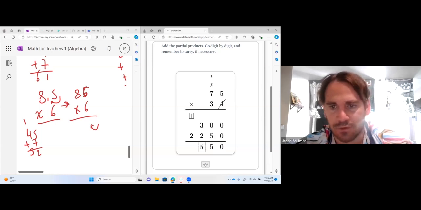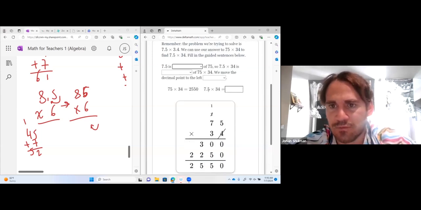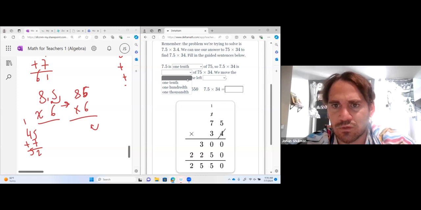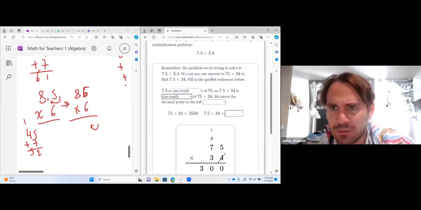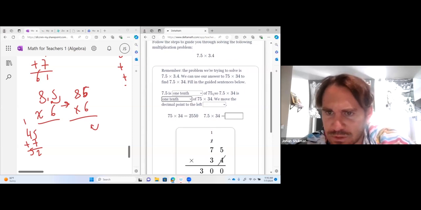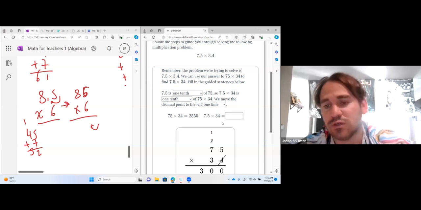3 plus 2 is 5. And we have 2. Now, finally, we have to move it over. So this is 1/10 of this one. So 7.5 times 34 is 1/10 of 75 times 34. But we want to move it twice. So 7.5 is 1/10, 75 is 1/10. So we move the decimal one time to the left. Oh, they're doing it one step at a time.